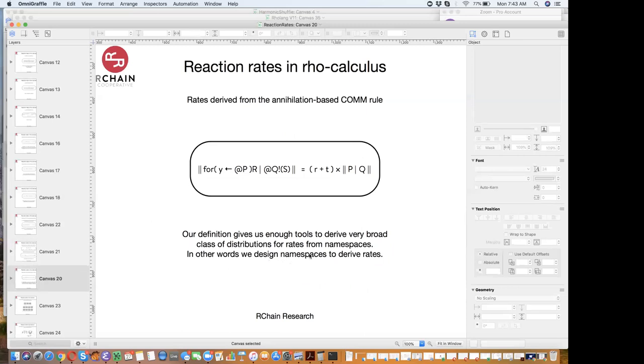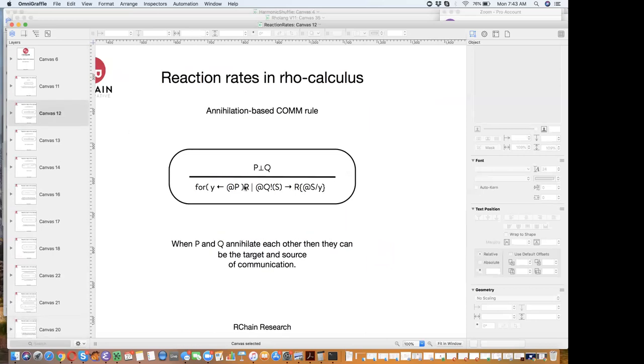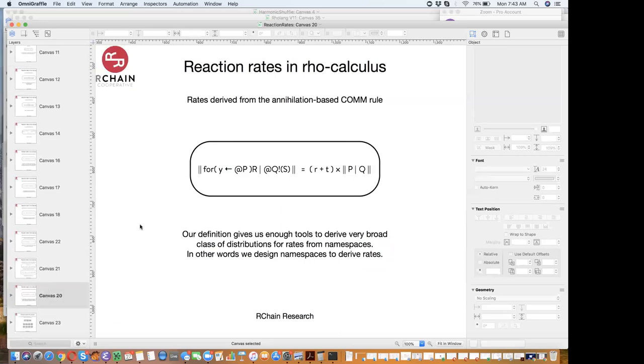So we can design namespaces to give us rates of reaction. And this all builds upon this basic idea right here, that we use this recursive annihilation thing to get reduction. Right, so that's the core idea.